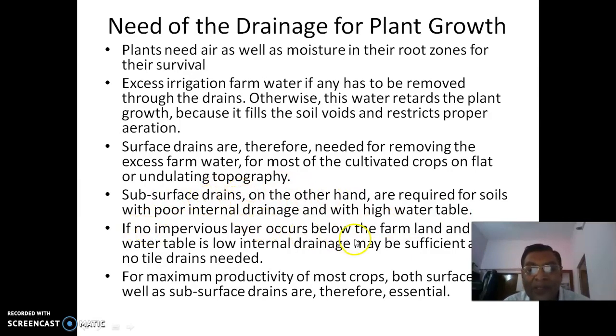If no impervious layer occurs below the farmland and the water table is very low, internal drainage may be sufficient and no tile drains are needed. Suppose the water table is deep and there is no impervious clay layer below the root zone, then there is no need of tile drains. Simple internal drainage is good enough. For the maximum productivity of most crops, both surface as well as subsurface drains are essential. If you want to expect good yield from the crop, you need to have these surface or subsurface drains.